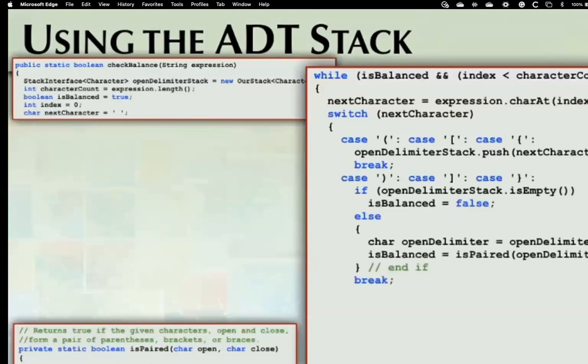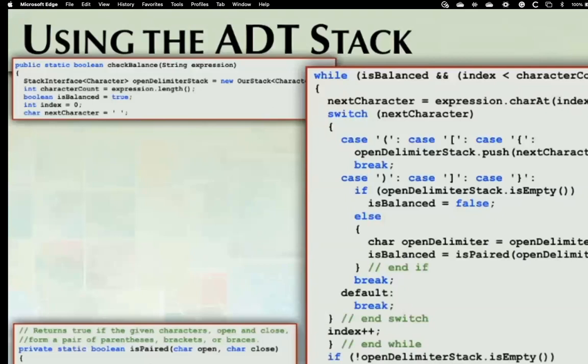Otherwise, we pop off the top delimiter from the stack and call the isPaired method to see if it matches the current delimiter from the expression. We set isBalanced to the Boolean that is returned from this test. If the test fails, isBalanced is false, and we end the while loop. If the character is not a delimiter, we do the default switch, which is nothing. After the switch, we increment index so that we can examine the next character and repeat the loop.